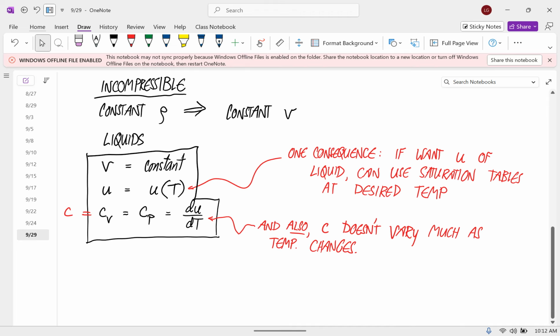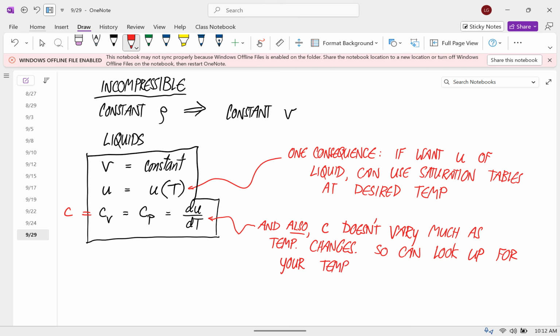Okay, so you can pretty much look it up for the temperature range you're interested in. I'll call it your temperature range. And then once you've done that, you can treat it as constant for the math.